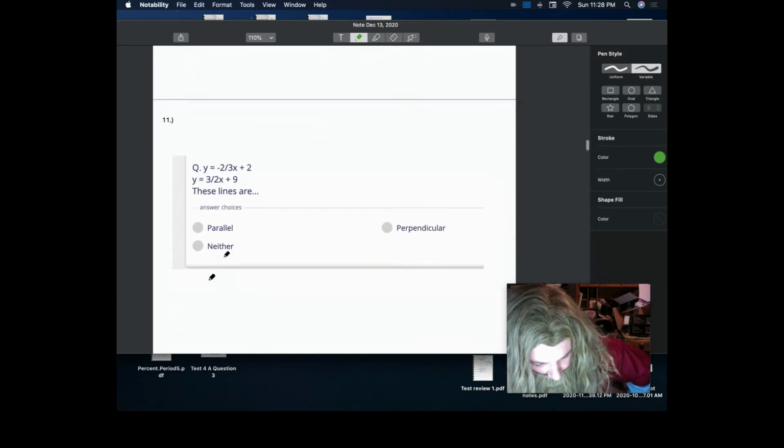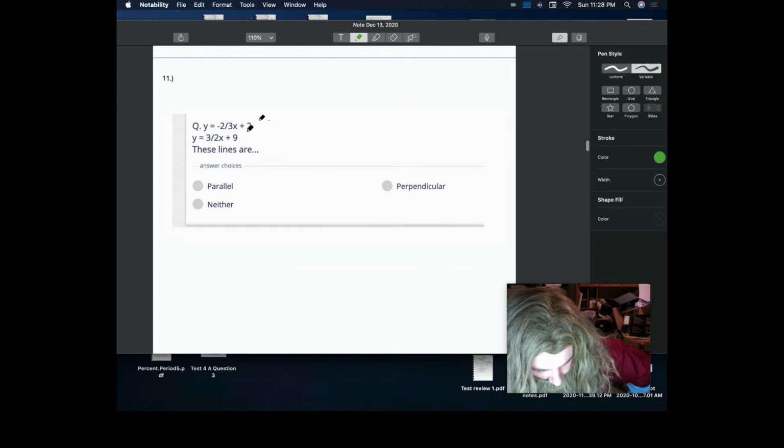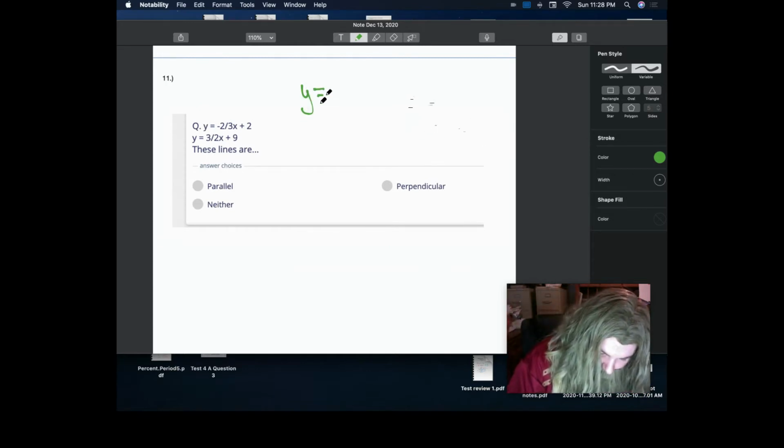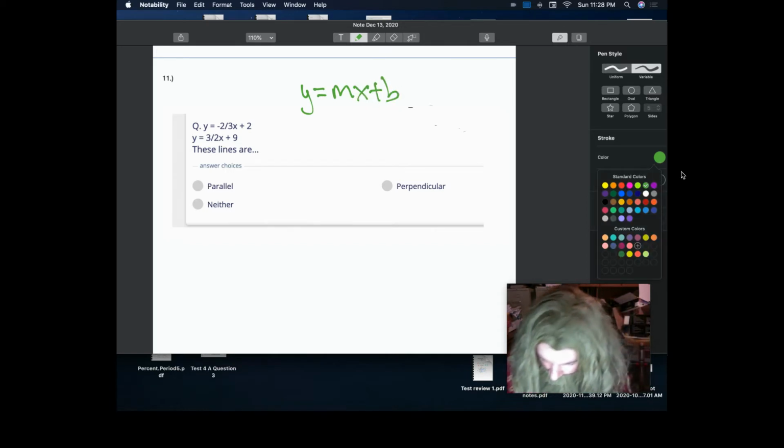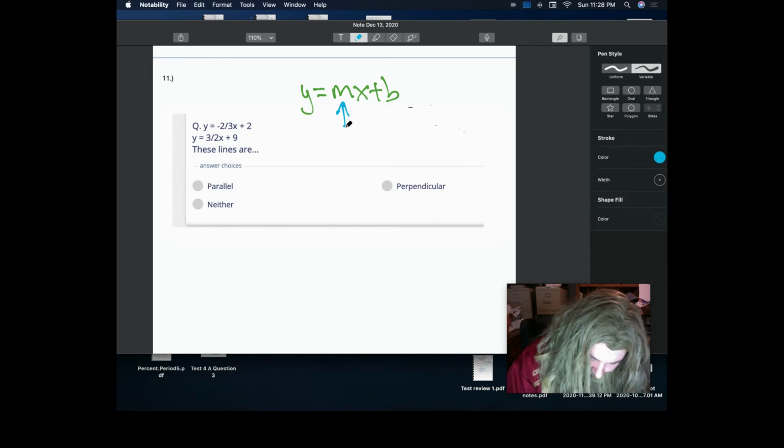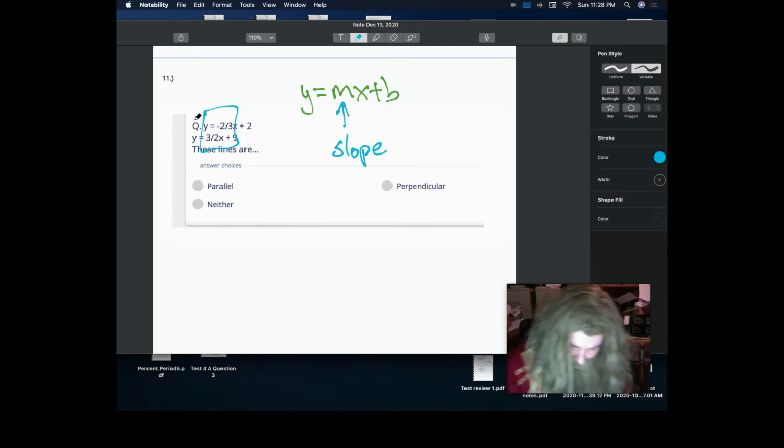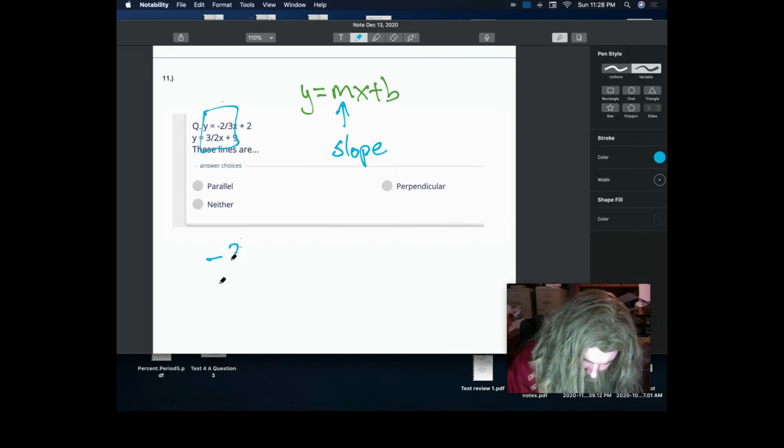Let us move on. And what say we about this question? Well, again, in case you are curious, y equals mx plus b is in slope-intercept form. And again, m is the slope. So we know the slopes here to be -2/3 and 3/2. Let's write them.